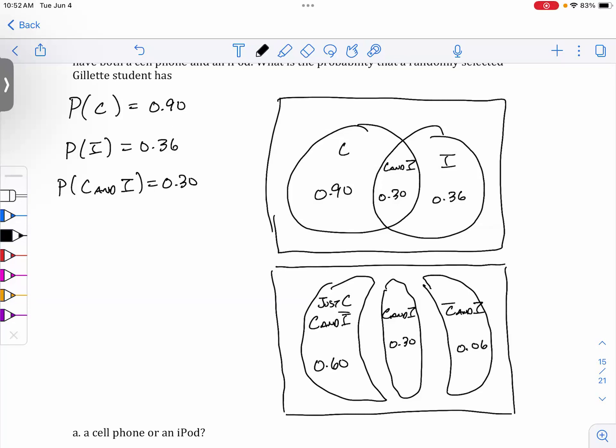Now notice the nice thing about this bottom picture. 60 plus 30 plus 6, that's 96%, which means I can identify what the outside probability is. We have 4% of people on the outside. And who are those 4% of people? Those are the people who do not have a cell phone and do not have an iPod. Now, the good news, that outside is the same as the outside on the top picture.